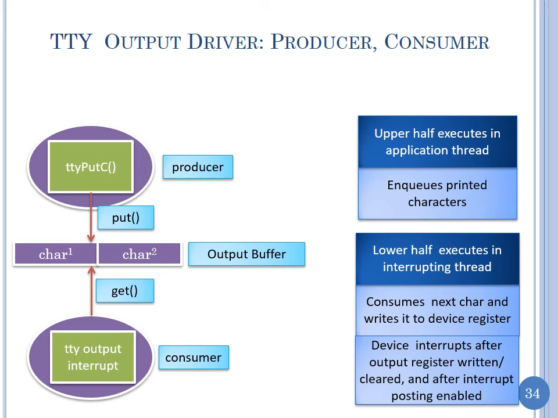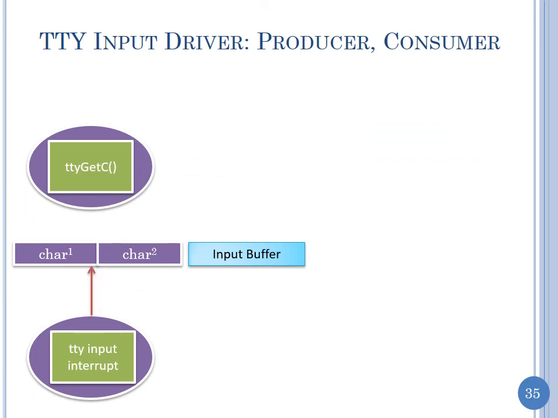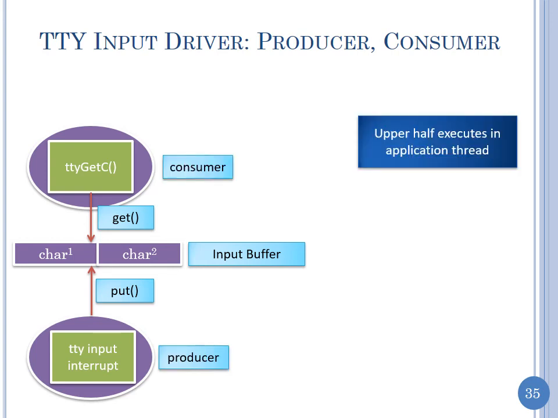Like I said, the device interrupts after the output register is written, cleared, and after interrupt posting is enabled. So every time the interrupts are enabled, the device interrupts, as I mentioned earlier. And what happens in input? Again, this should be put. So the tty input routine puts into the buffer, and tty-getc does a get from the buffer. So this is the producer, this is the consumer.